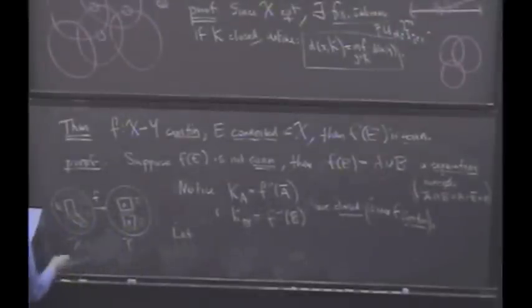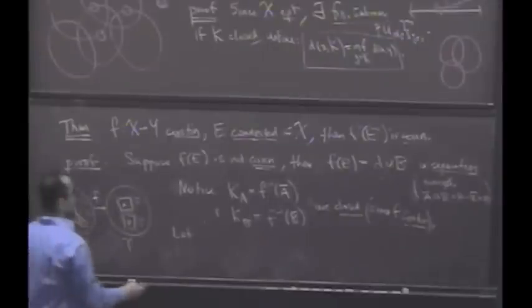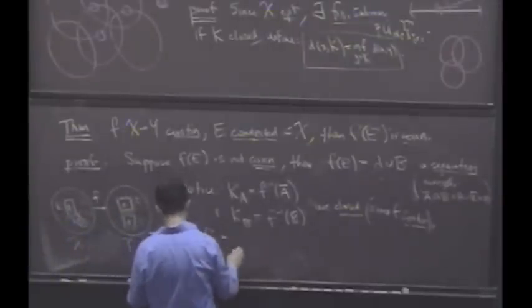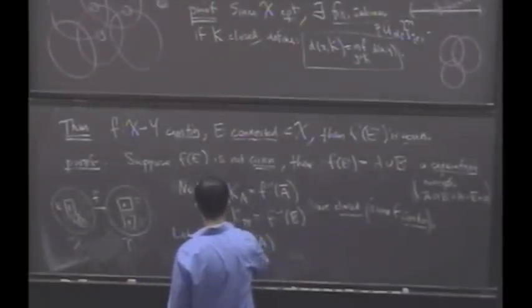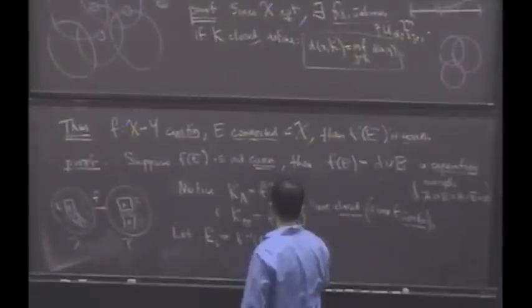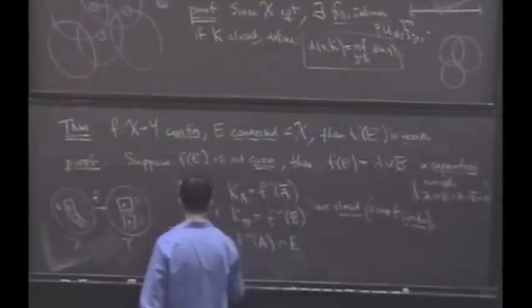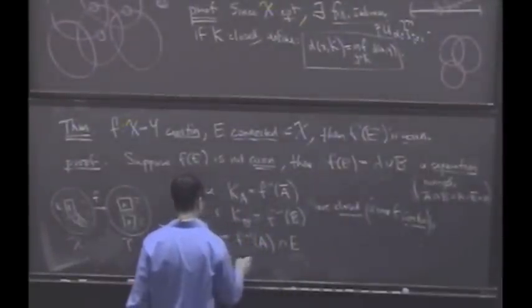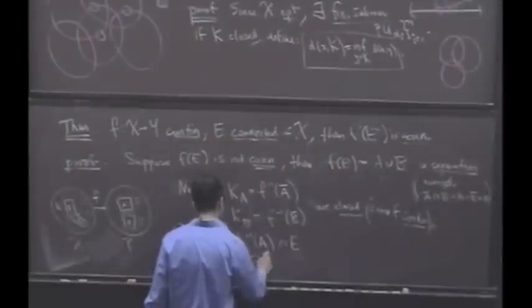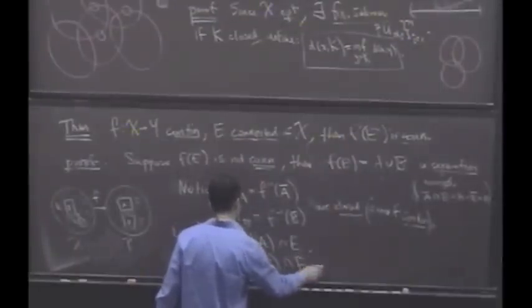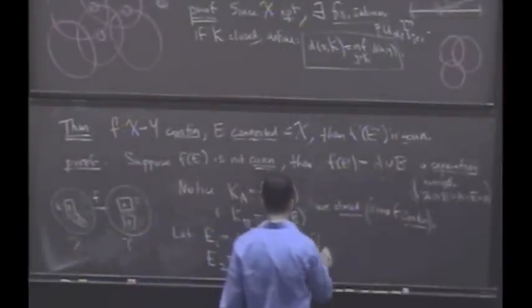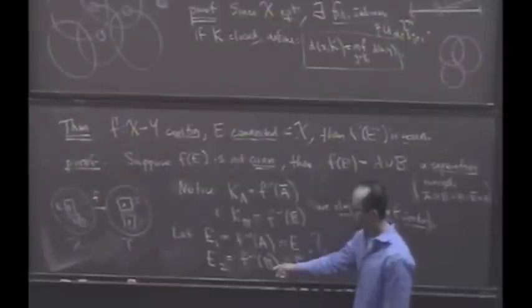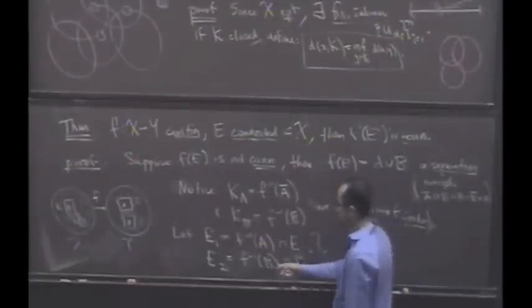So let me write that here. Let's call the sets E1 and E2. Let's let E1 be the inverse image of A, and, of course, that might include lots of points, so I'm just going to intersect it with the original set E. And let's let E2 be the inverse image of the set B intersect E. Certainly, these are clearly disjoint, yes? Because A and B are disjoint. So inverse images are disjoint.